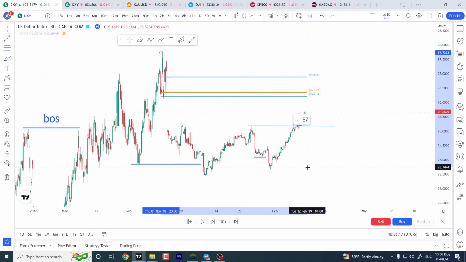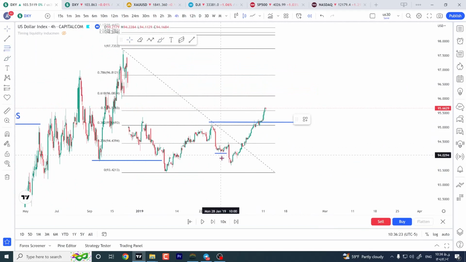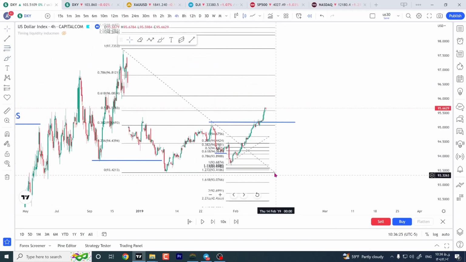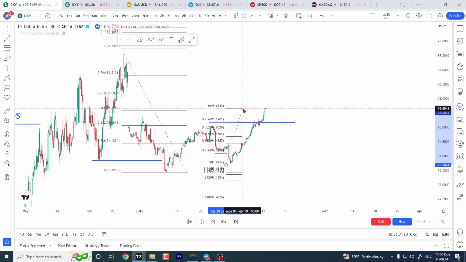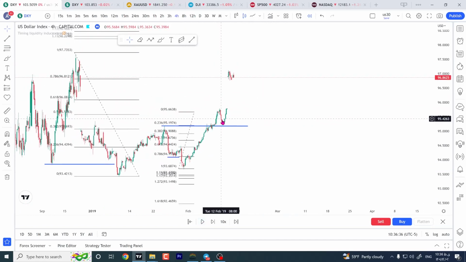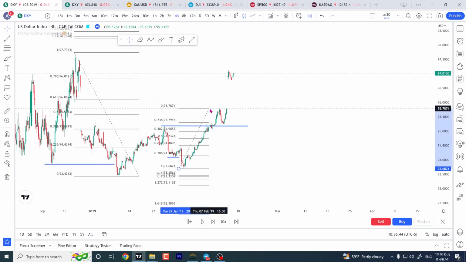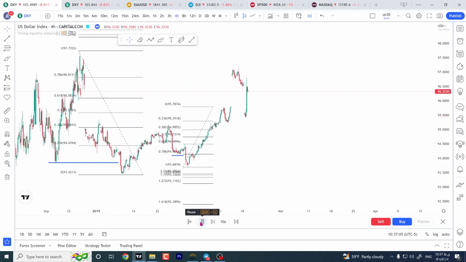We can use, for example, our Fibonacci from here to here and here to the point that the pullback starts. I'm pulling it here and here, so we can see that it came back, it pulled back, and it went up in the 23 point of our Fibonacci. It's a little bit of pullback. I don't take these trades, but you can take that. I always wait for bigger pullbacks.